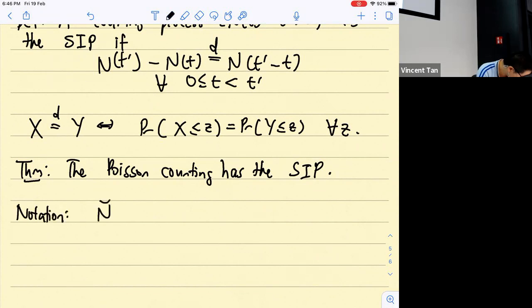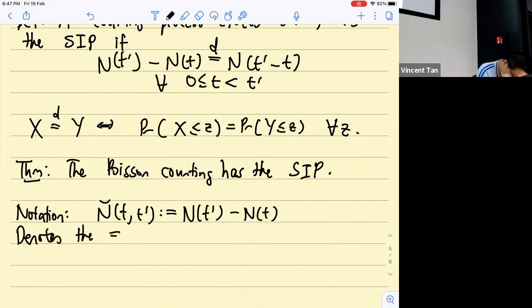We define N tilde, for the sake of notation and simplicity, to be N of T prime minus N of T. Here, it only makes sense to talk about T prime larger than T. This denotes the number of arrivals in the interval T to T prime, inclusive.